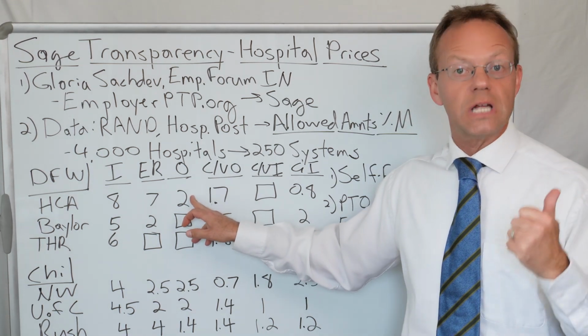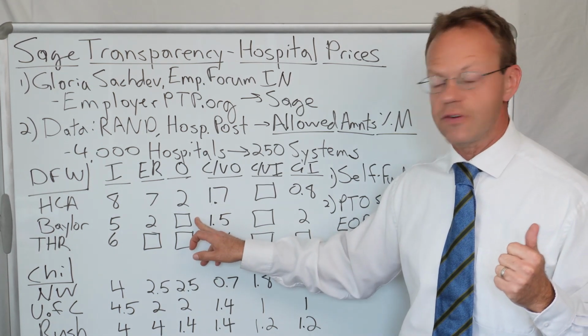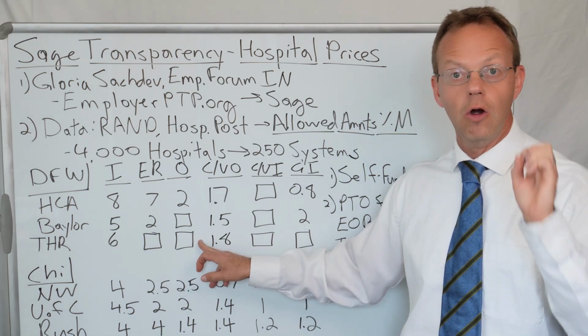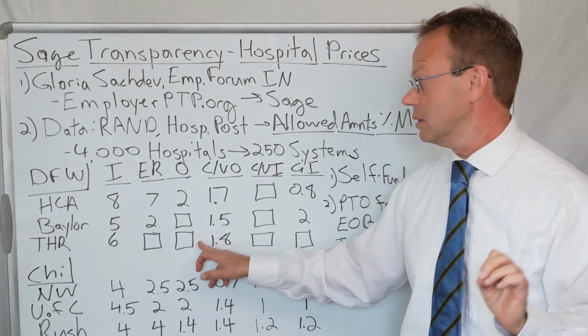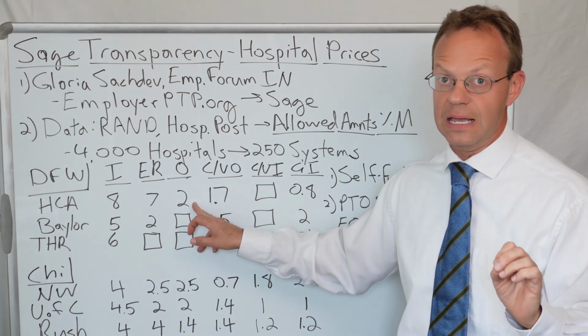Okay, next up, let's look at orthopedic services. HCA, 2 times Medicare. Look at this. Empty box for Baylor, empty box for THR. Warning, warning, that means it's likely very high, likely higher than 2 times like it is at HCA.